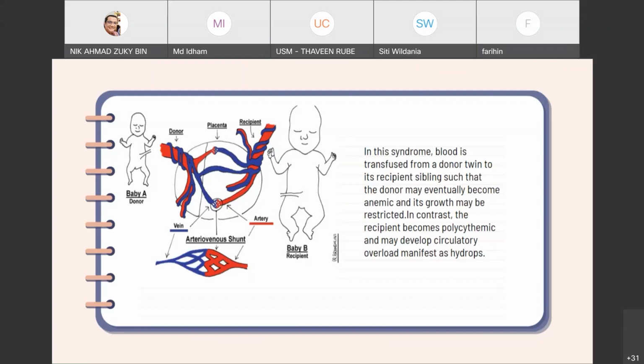As you are able to see in this portion of the placenta, there is a very tiny line crossing the placenta, right?